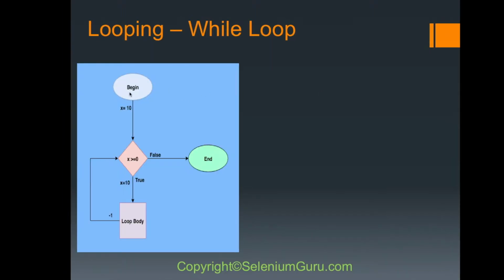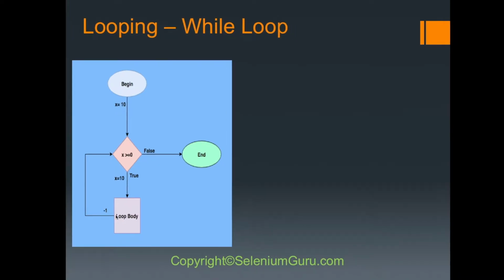So let's take this example here. I've got x equal 10. I declared this x variable, which is an integer, to be 10. I initialize this x variable equal to 10. Then I have this condition here, which says if x is greater than or equal to 0, I want to execute this loop code here.